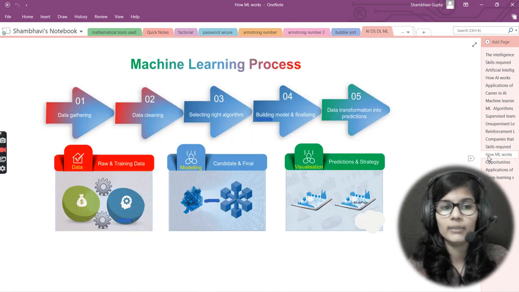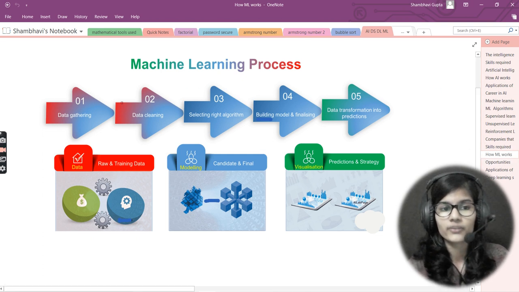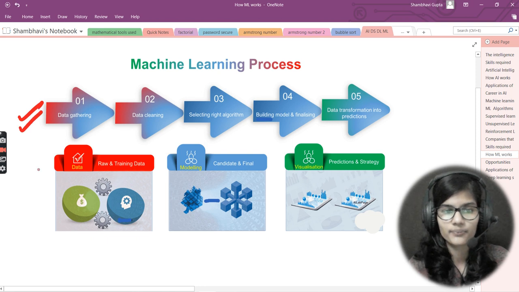Now, how ML works, right? We had seen the skills that are needed, now how does machine learning actually work. So first of all, the data is gathered, right? Data is gathered. Fine, that is okay. Then data cleaning is performed. What do we mean by data cleaning? Now, data cleaning means that, let's say you are working in an MNC, right? You are an ML engineer there.